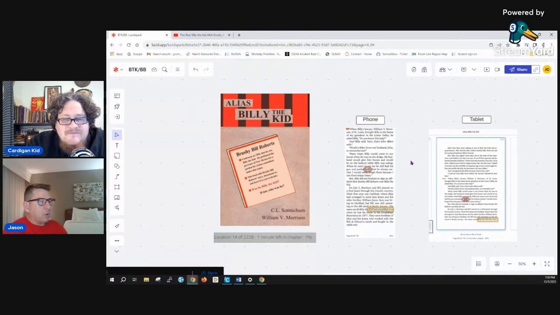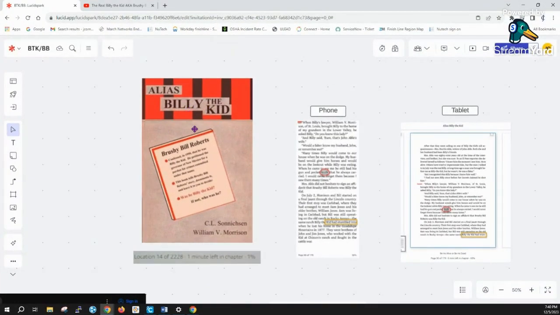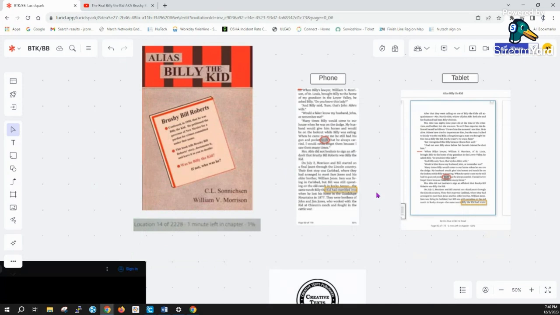Real quick, 30,000 foot overview. This is the book that I'm referencing primarily 90% of the time: Alias Billy the Kid by Sonnichsen and Morrison. I'm pulling my information off of different devices, on my phone and on my tablet. I bring that up because when we get into this, I will reference pages, and the pages might be different on my device versus your edition of the book. I use the Kindle app.